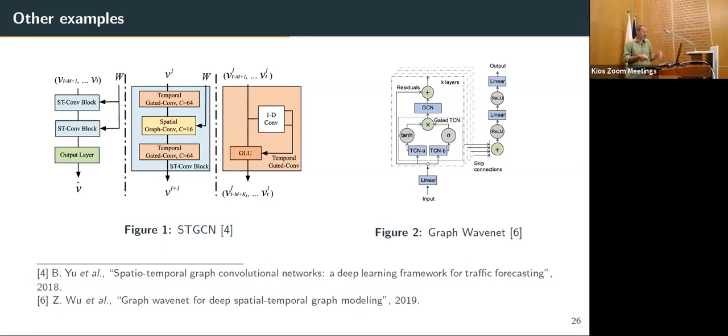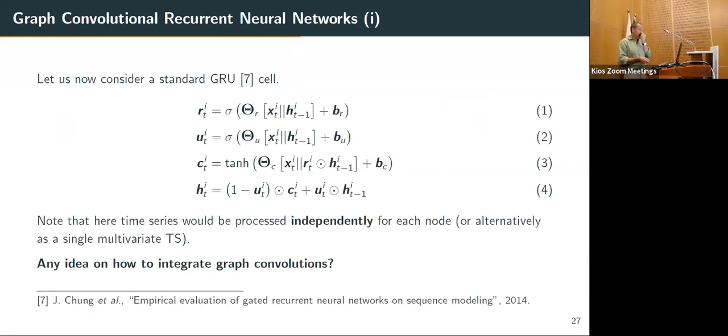So I'm not going into details. There are references, very good papers. You will find the architectures. It is very nice. So I was commenting about GRUs, gated recurrent units. I don't know if you are familiar with them.